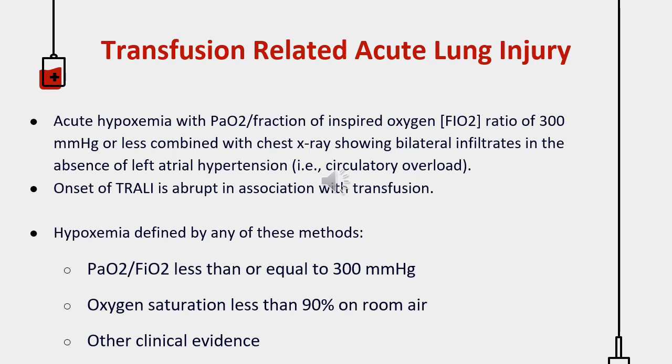Transfusion-related acute lung injury, also known as TRALI, is an acute hypoxemia with a PaO2 to fraction of inspired oxygen ratio of 300 millimeters of mercury or less, combined with a chest x-ray showing bilateral infiltrates in the absence of left atrial hypertension, for example, the absence of circulatory overload. Onset of TRALI is often abrupt in association with transfusion. So we'll see hypoxemia occur, severe respiratory distress, low oxygen saturation, and other clinical evidence.